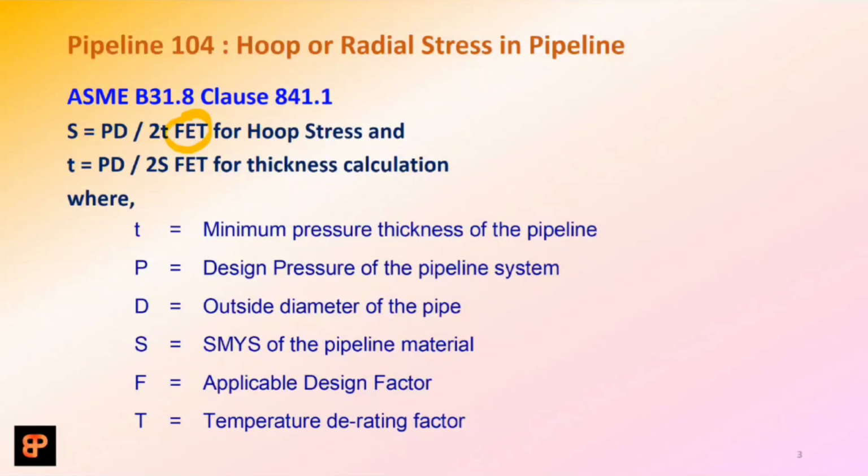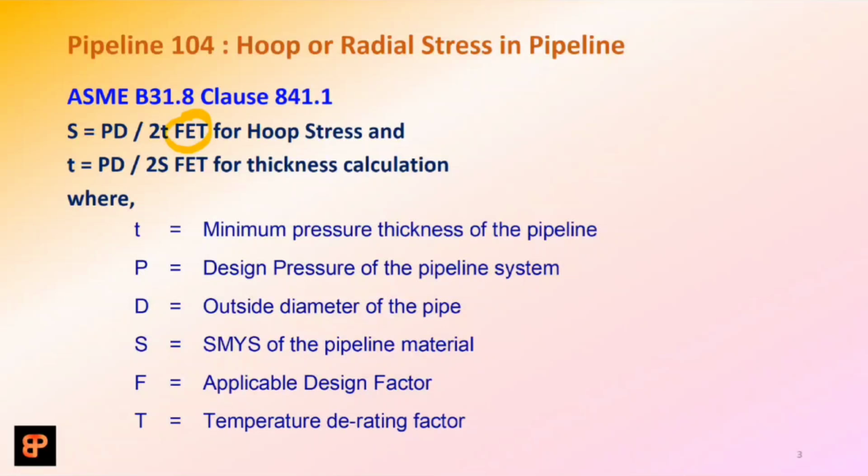Then we need to see the different codes and different practices, or maybe we need to do actual testing at the elevated temperature, tensile testing, to get the temperature derating factor if the temperature is going to be higher. Normally we don't encounter higher temperatures in oil and gas pipelines. Up to 121 degrees centigrade, it will be 1. So in F, E and T, E and T are going to be 1.